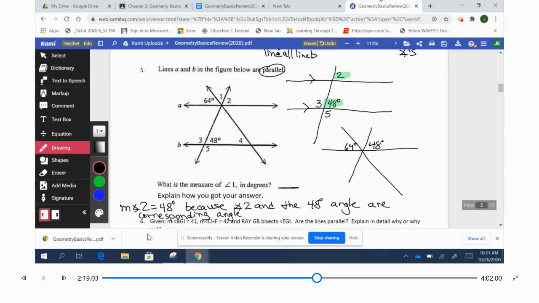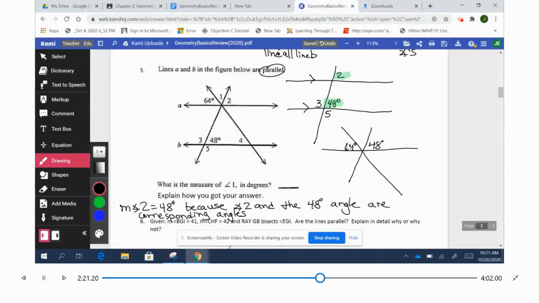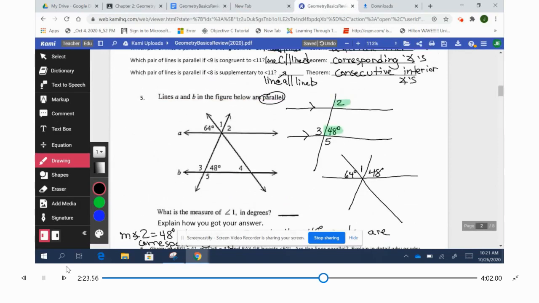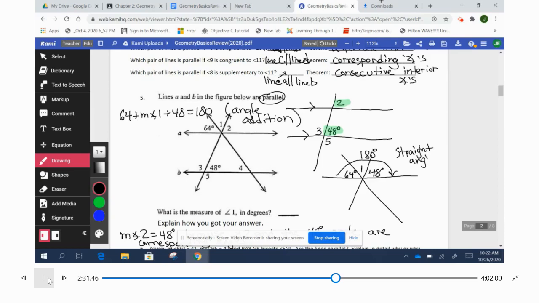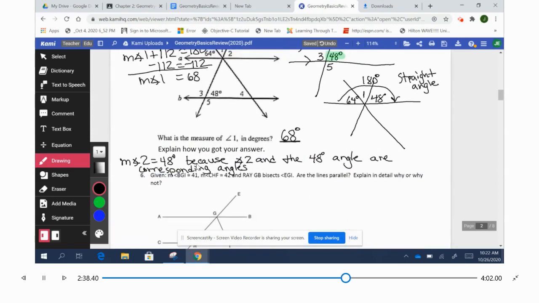Okay, now what we're seeing is, it looks like these 3 angles, the 64, angle 1, and 48, they're creating a straight angle if you add them together, angle addition postulate. So the 3 of them together, straight angles are 180. So add those up to 180. Straight angle, yes, straight angles measure 180. And so the measure of angle 1 is 68.